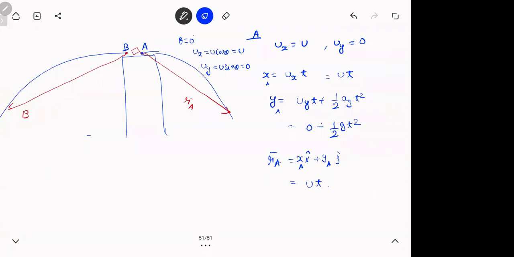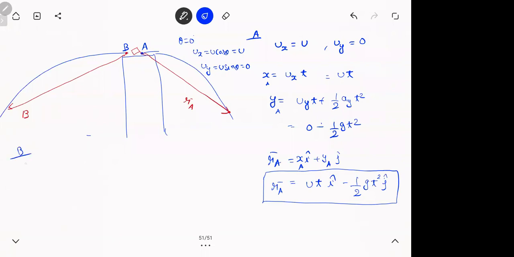So that is ut i cap minus half gt square j cap. This is the position vector of A. Have a look at that. You just have to find the x coordinate and y coordinate along with i cap and j cap. That becomes a position vector.